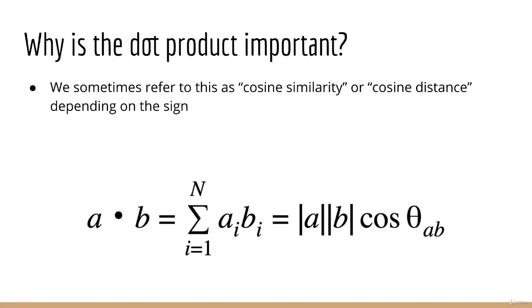The question is, why is the dot product important? One definition of the dot product, other than the element-wise multiply and sum, is that it's the magnitude of A multiplied by the magnitude of B multiplied by the cosine of the angle between A and B. We sometimes call this the cosine similarity or cosine distance, depending on the sign that you use.